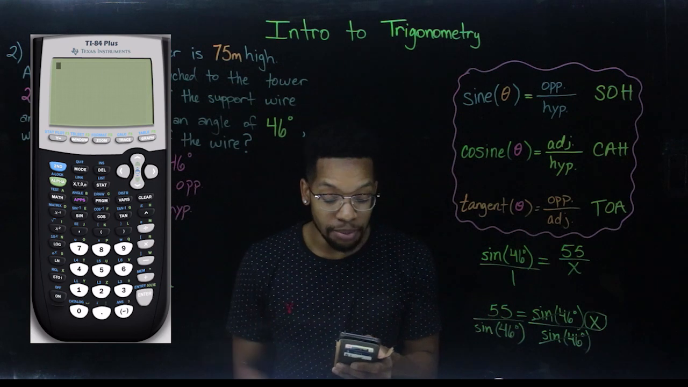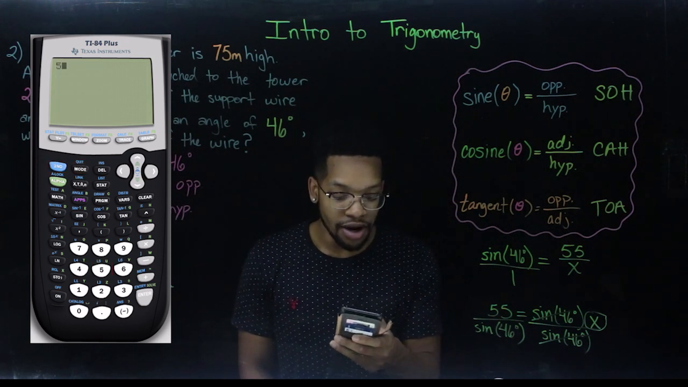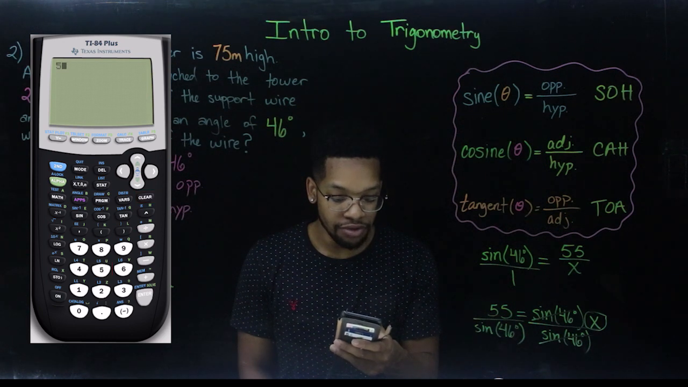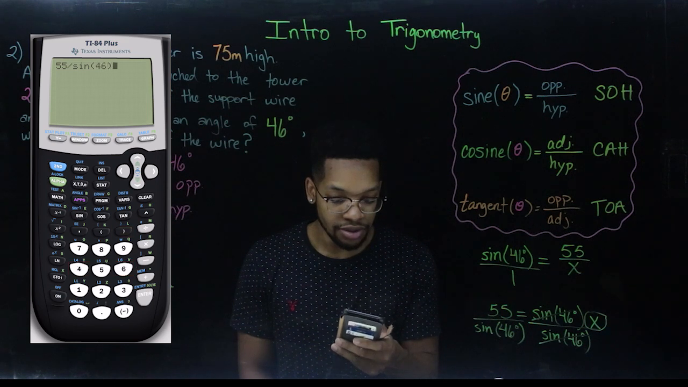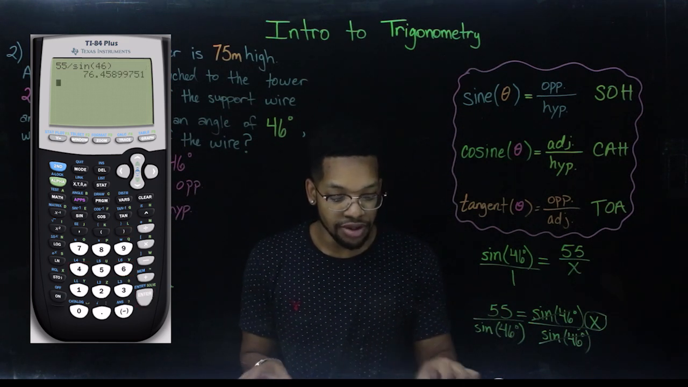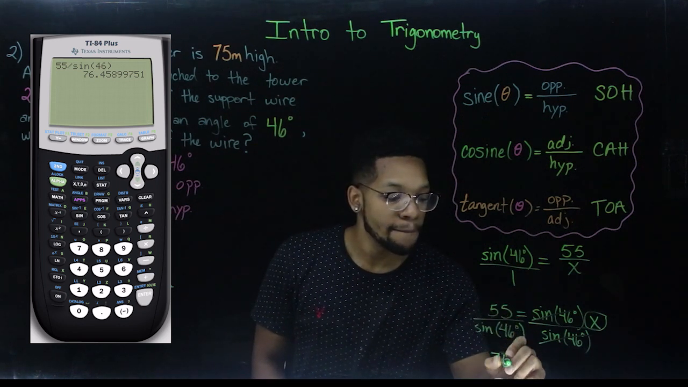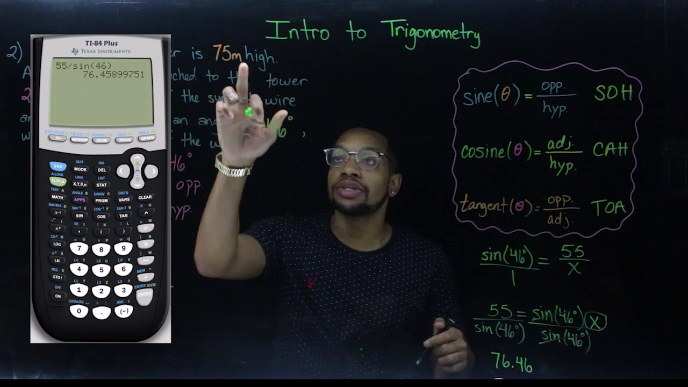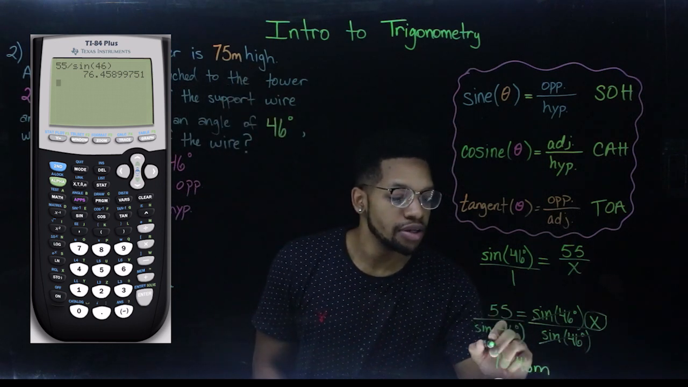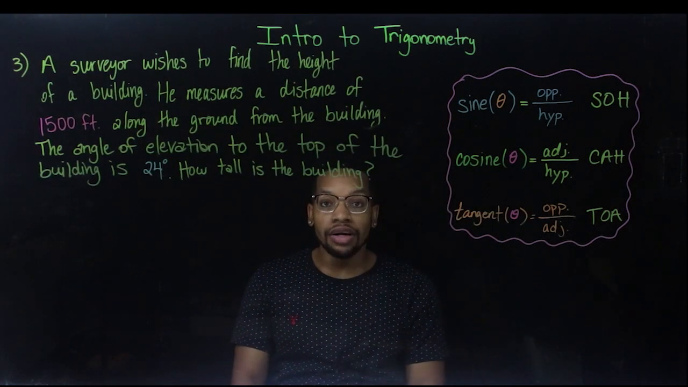All right, so just like last time, make sure you go to hit mode and make sure you're in degree mode, not radian mode. All right, so what do we have? 55 divided by sine of 46. And that's gonna give us 76.46 if we round it. And then in this case, it was a word problem and our distances were given to us in meters. So we're gonna give them back an answer in meters. And that's it.